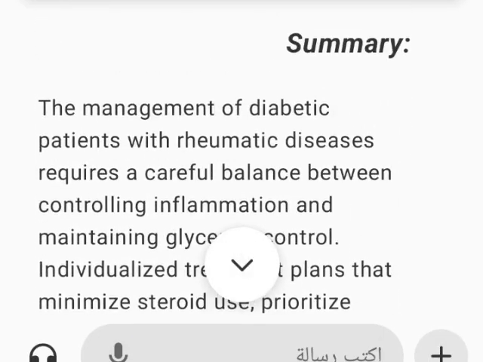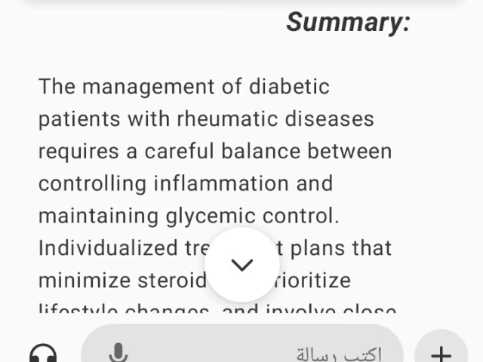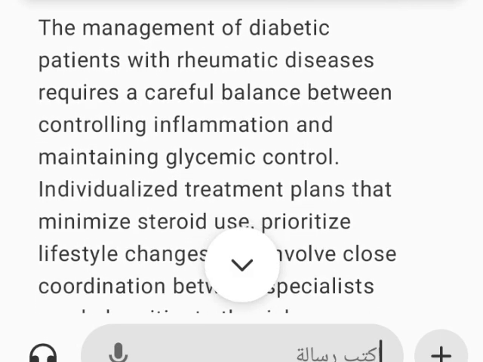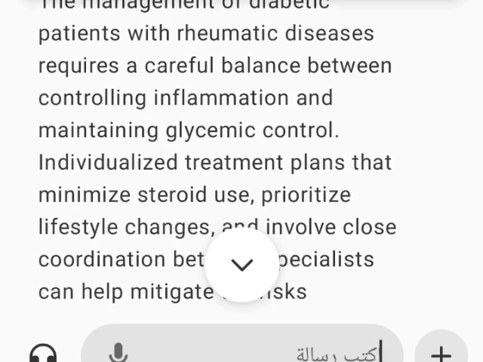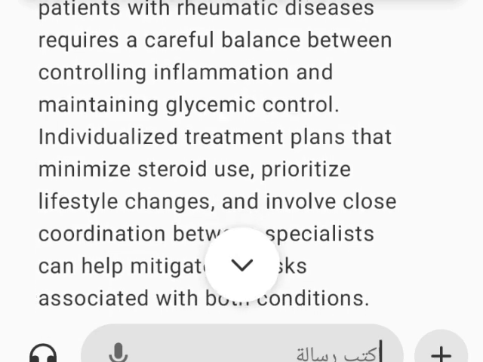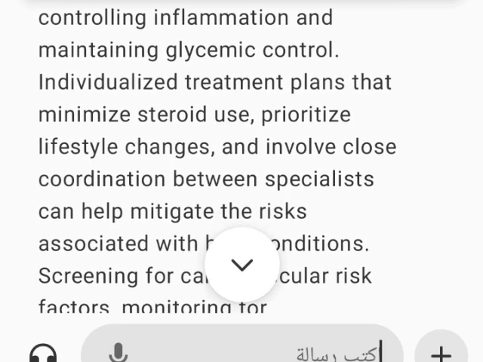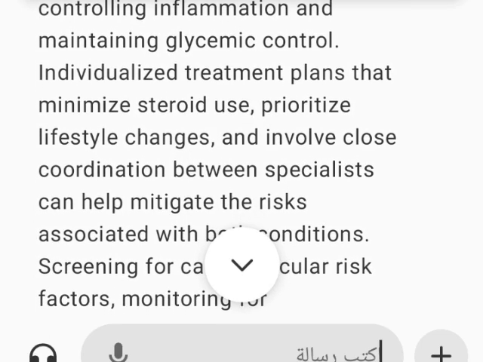Summary. The management of diabetic patients with rheumatic diseases requires a careful balance between controlling inflammation and maintaining glycemic control. Individualized treatment plans that minimize steroid use, prioritize lifestyle changes, and involve close coordination between specialists can help mitigate the risks associated with both conditions.